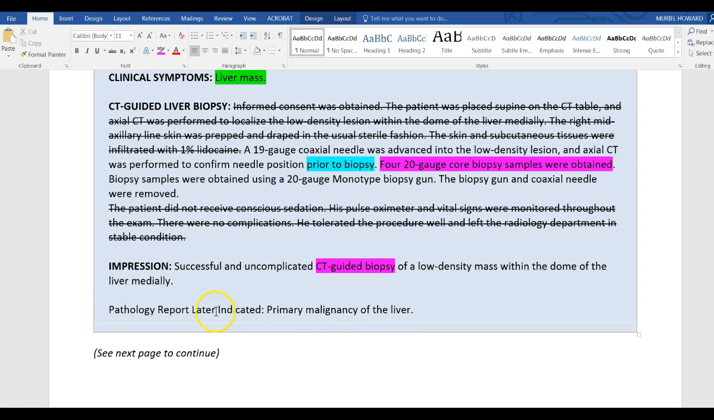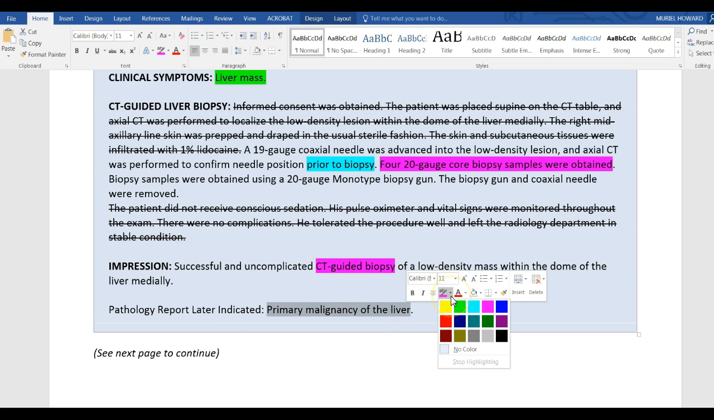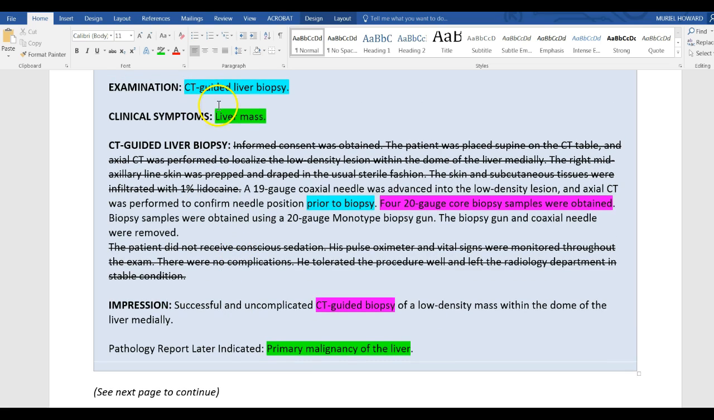and the pathology report later indicated that there is a primary malignancy of the liver. This right here is our diagnosis. This is our main diagnosis. The clinical symptom is the reason for the service, but this no longer has to be coded because it's a symptom.